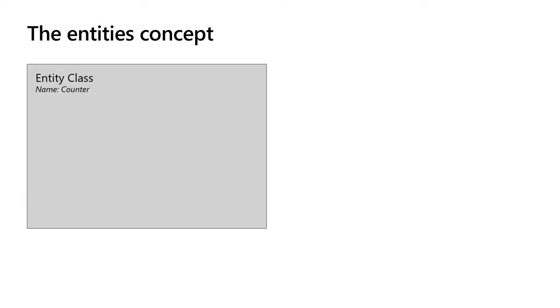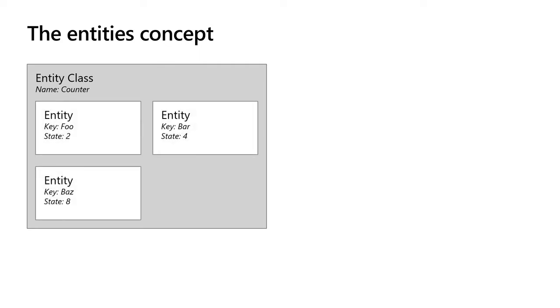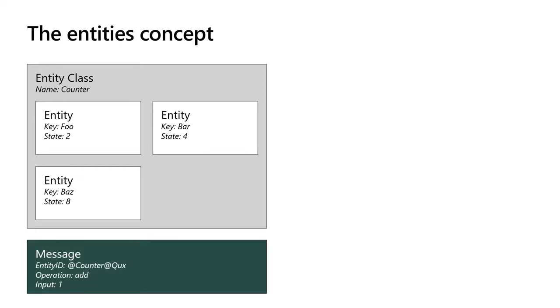There's a class, and that is something like a counter, right? And I might have many different counters, but this is like the overall picture of it, right? So I do have many different counters. These are the actual entities, and they have their own unique key and their own unique state. The way we interact with entities is with messages.